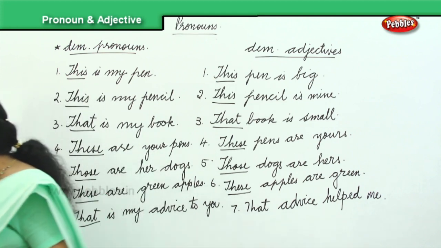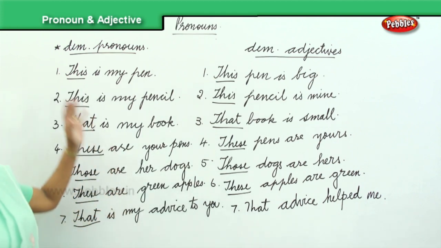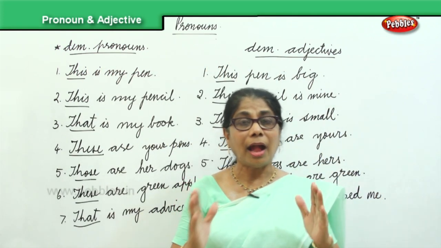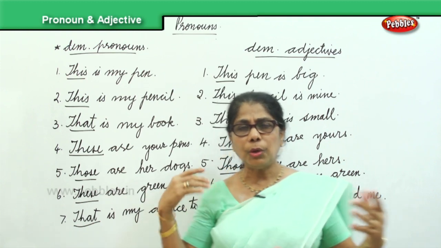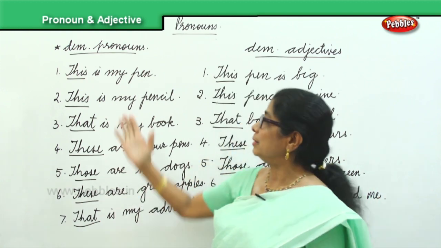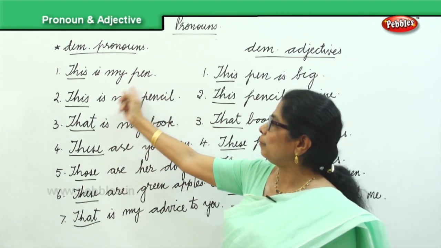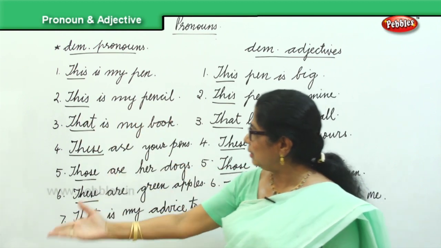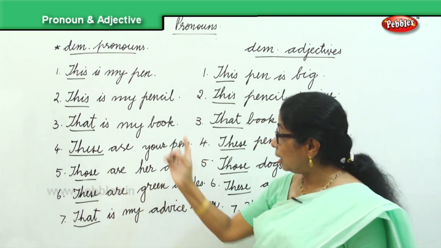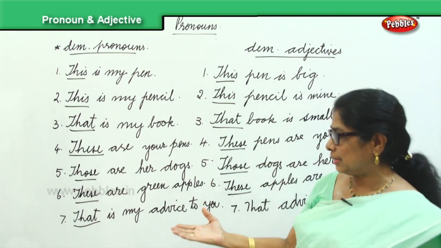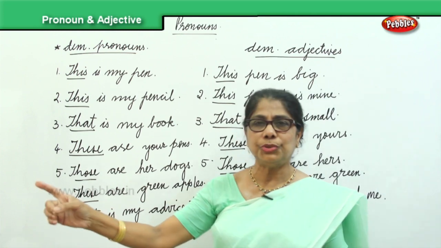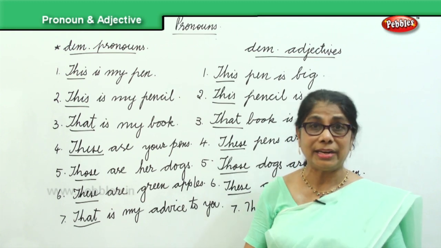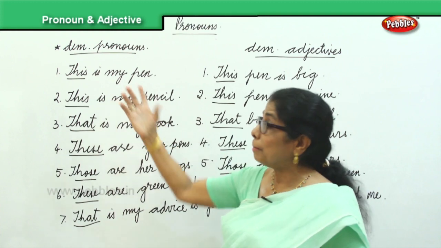Now, look at all these sentences that we have done. We are looking at demonstrative pronoun, demonstrative adjective. Okay, how do we use this demonstrative pronoun when it comes to adjective? This is with slight difference. This is my pen. This is my pencil. That is my book. These are your pens. Those are her dogs. These are green apples. And that is my advice to you. These are demonstrative pronouns.